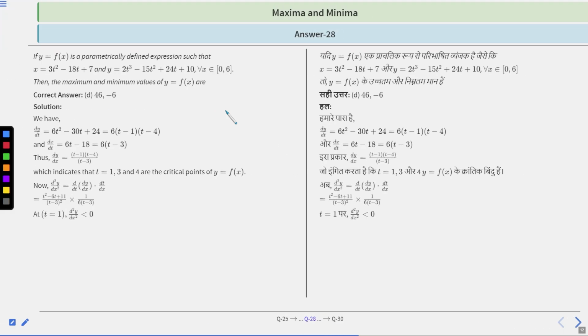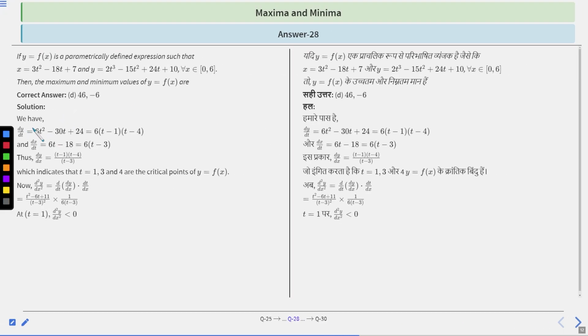Okay, let's move to the solution part. We have dy by dt as we have explained as 6t square minus 30t plus 24, which is 6 into t minus 1 into t minus 4, and dx by dt as 6t minus 18, which is 6 times t minus 3. Therefore, dy by dx is equal to (t minus 1) into (t minus 4) upon (t minus 3), which indicates that t equal to 1, 3, and 4 are the critical points of y equal to f(x), right?